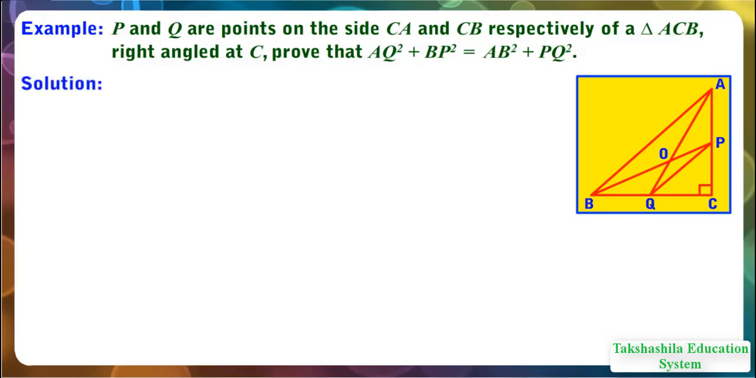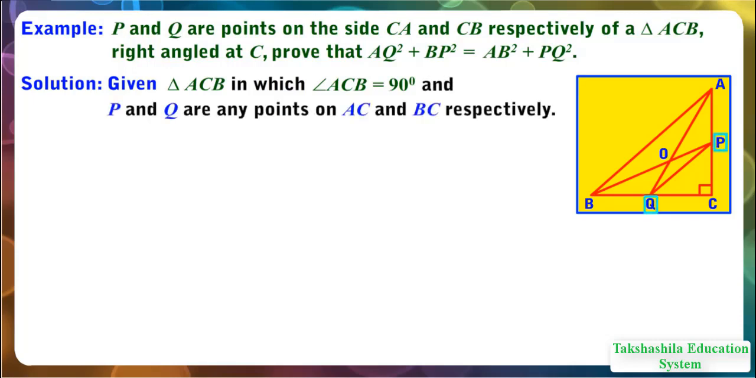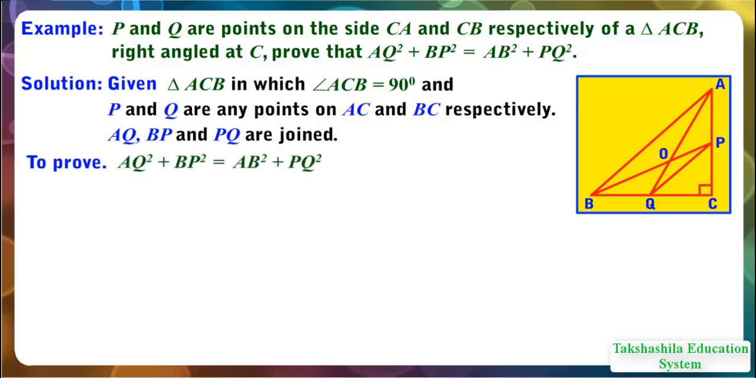Let's see the solution. Given a triangle ABC in which angle ACB is equal to 90 degrees and P and Q are any points on AC and BC respectively. AQ, BP and PQ are joined. We have to prove that AQ square plus BP square is equal to AB square plus PQ square.